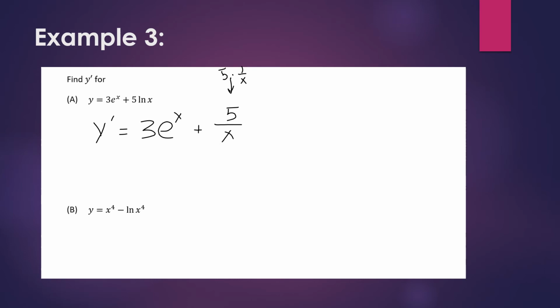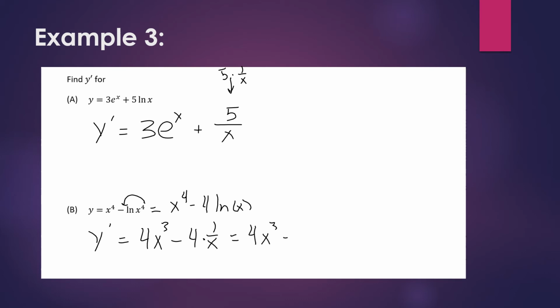For the second one, we're looking at x to the fourth minus ln of x to the fourth. Well, now, not taking the derivative yet, this is really x to the fourth minus 4 ln of x. And that's just using the logarithmic property where you can drop the exponent down. So now to take its derivative, y prime, the derivative of x to the fourth is 4x to the third minus 4 times 1 over x. So this is 4x to the third minus 4 over x. And that would be our derivative for y prime.